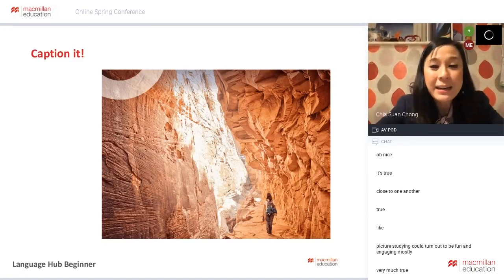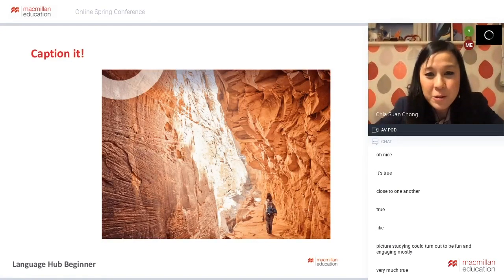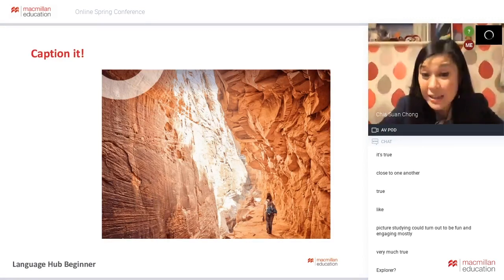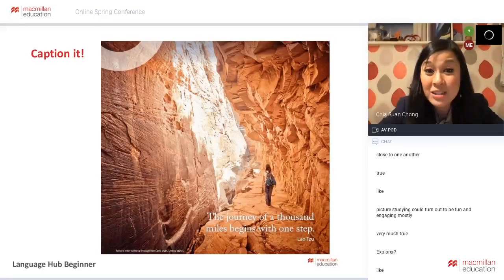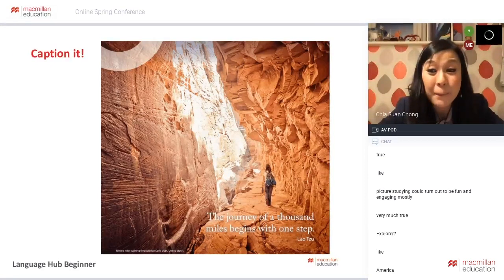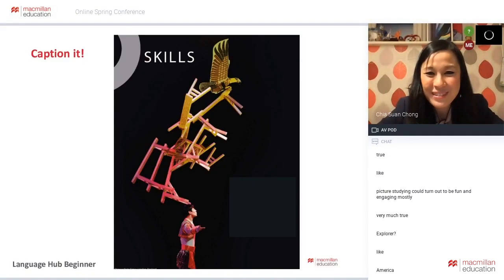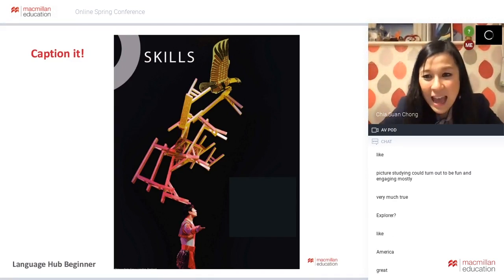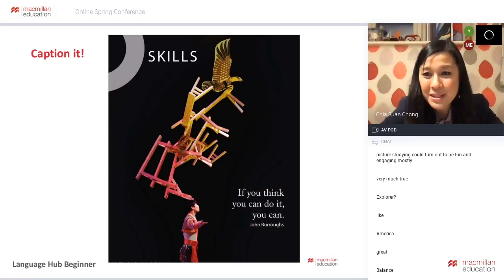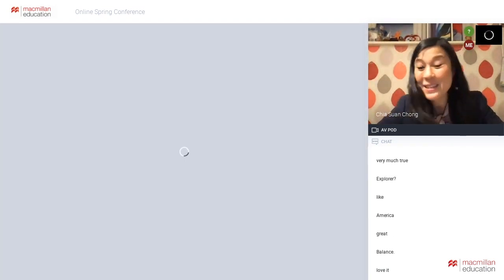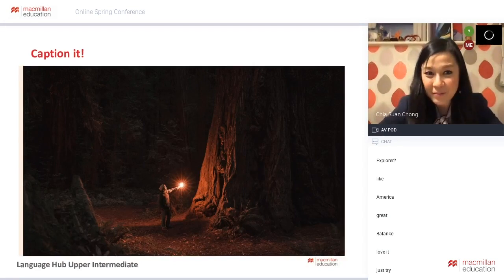Okay, over here we've got another Language Hub beginner photo, and we could again do the same exercise and get them to caption it. Here we have a caption, the journey of 1,000 miles begins with one step, from Lao Tzu. Or another beautiful photo, again from Language Hub, but this time the beginner series. And we can see that the quote here is, I love this quote, if you think you can do it, you can. So get students, cover the caption, get students to guess what the caption might be.